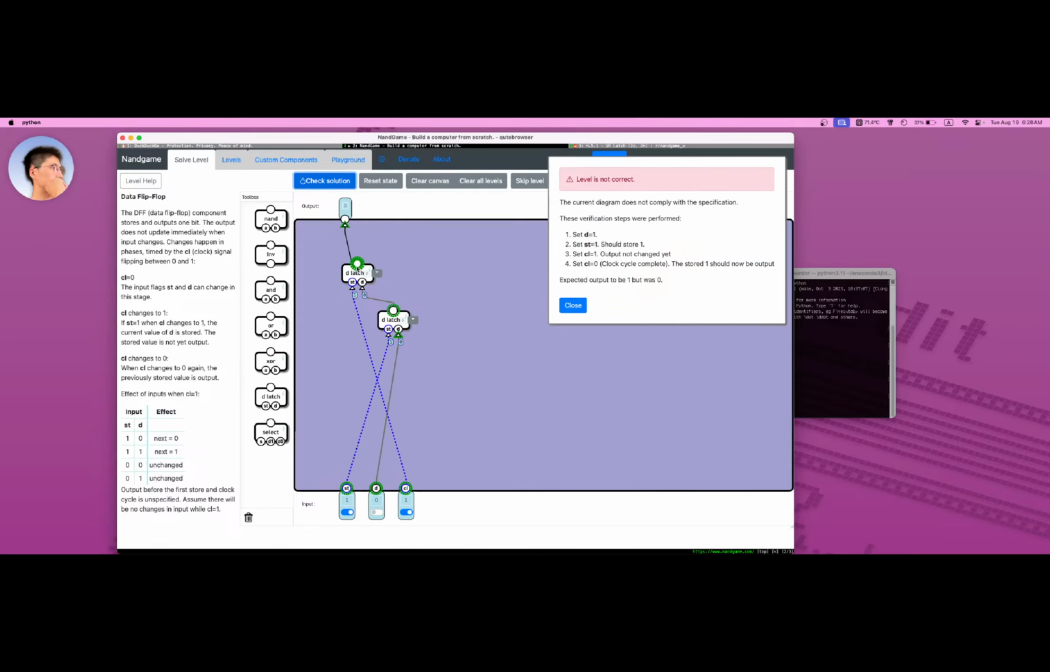Look, set D to 1. Okay, we have set it to 1. D changes only when... this D value is stored only when clock and standard is 1. In that case, let's use the AND value, guys.